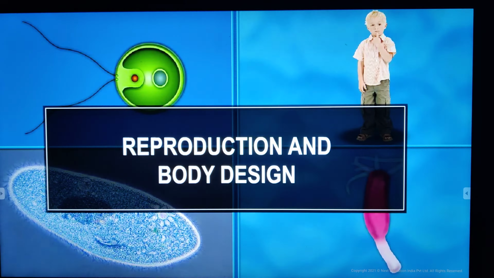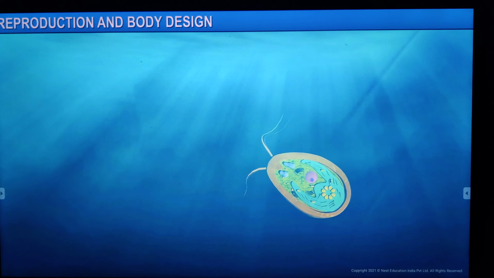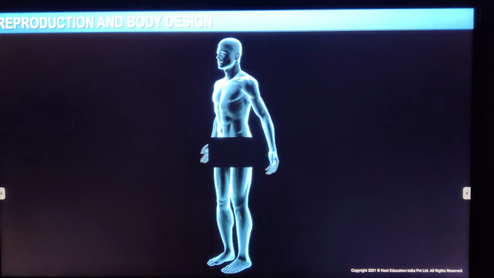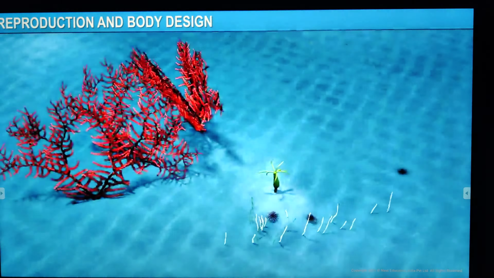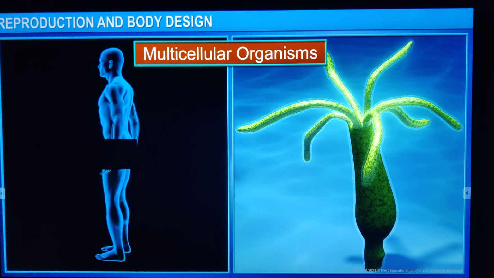In this module, you will learn about reproduction and its relation to body design. How is reproduction associated with body designs of organisms? Reproduction is related to the body design of organisms. At a very basic level, organisms can be divided as unicellular and multicellular.